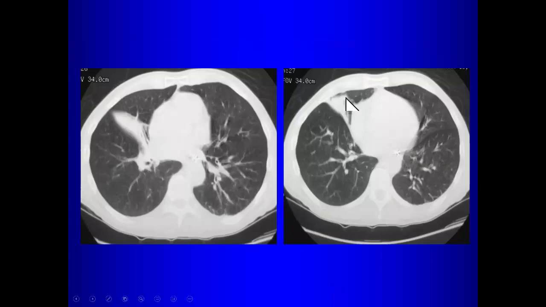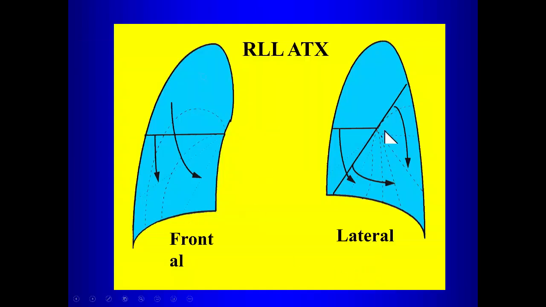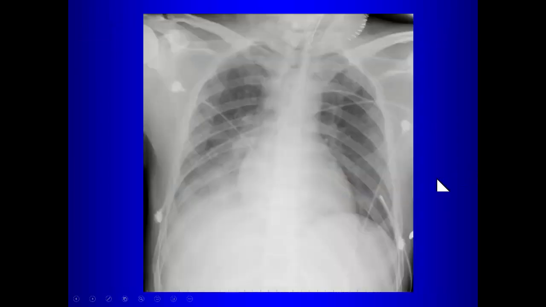Here on CT, we can see it involves mostly the lateral segment there of the right middle lobe. Now the right lower lobe collapses down onto the diaphragm, and when we have right lower lobe atelectasis, it obscures the right diaphragm. You can see here the heart is shifted slightly towards the right, but we can still see the heart border through the opacity because this is the right lower lobe, not the right middle lobe.